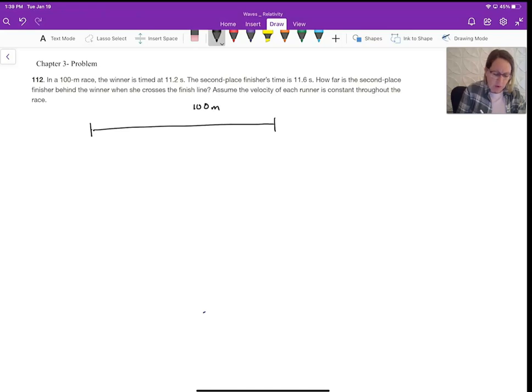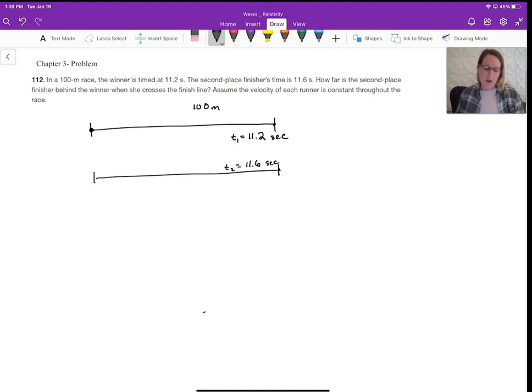The first runner starts here, gets to the end, or 100 meters, in a time of 11.2 seconds. The second runner runs the same distance in a time of 11.6 seconds. And the problem asks us to find out how far the second place finisher is. So how far means a distance. So for us, that means an x value. And it says assume the velocity is constant.